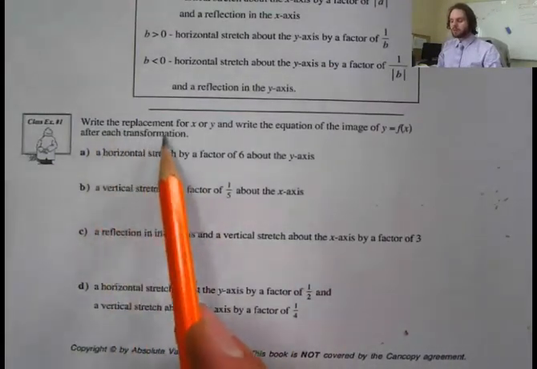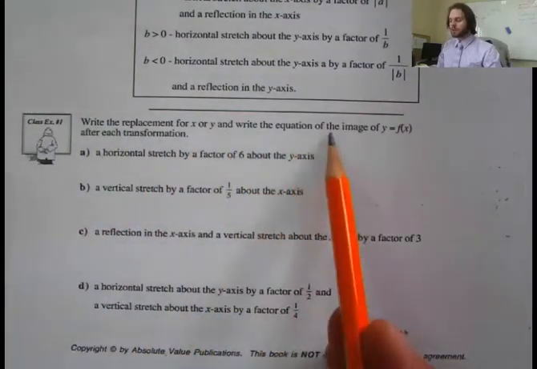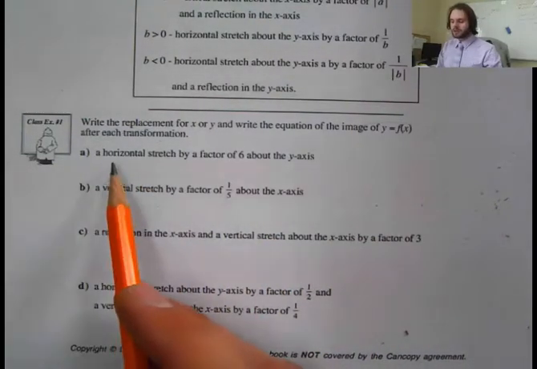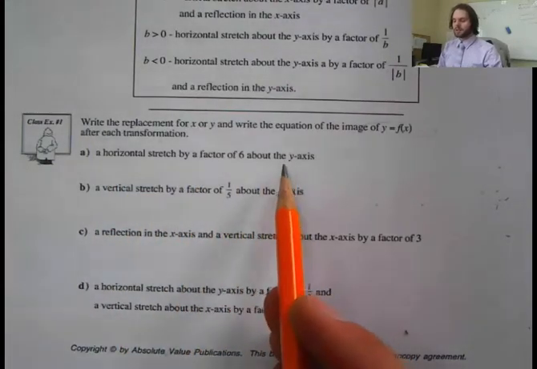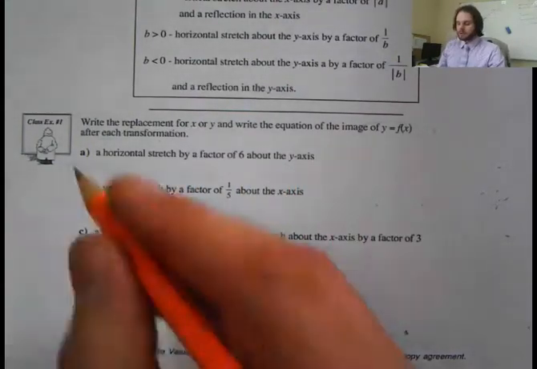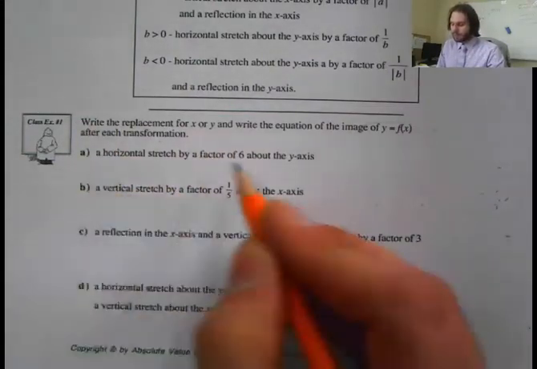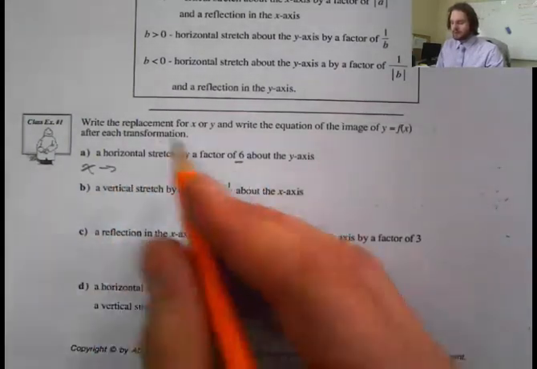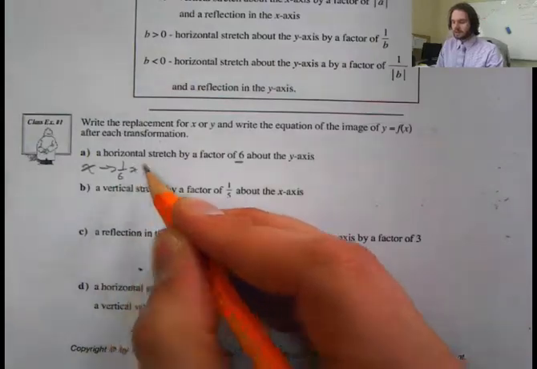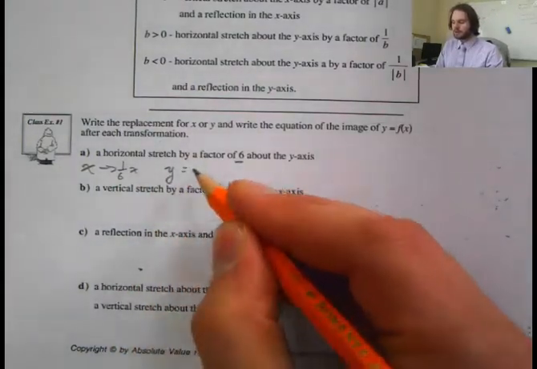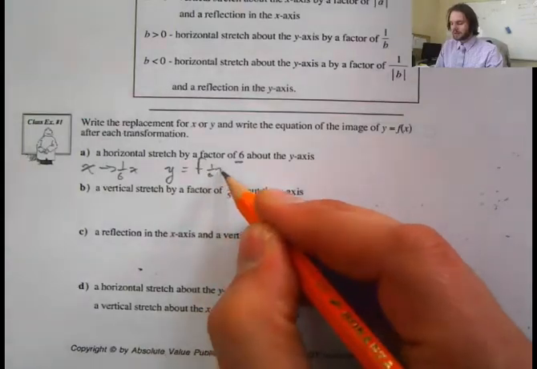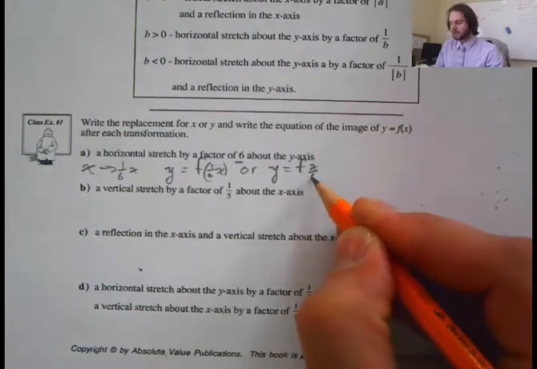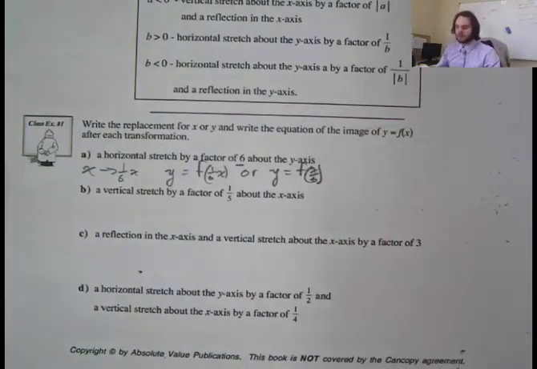It says, write the replacement for x or y and write the equation of the image of y is equal to f of x after each transformation. So A here says a horizontal stretch by a factor of 6 about the y-axis. If we remember, this is our b. So x gets replaced with, it's a factor of 6, 1 over 6 x. So we end up getting y is equal to f of 1 over 6 x, or y is equal to f of x over 6, if we want to simplify that.